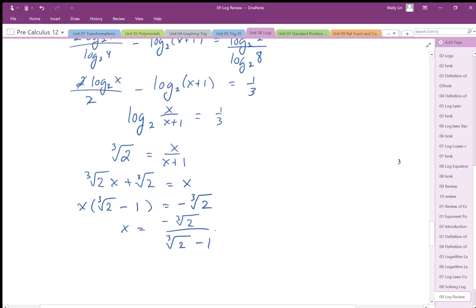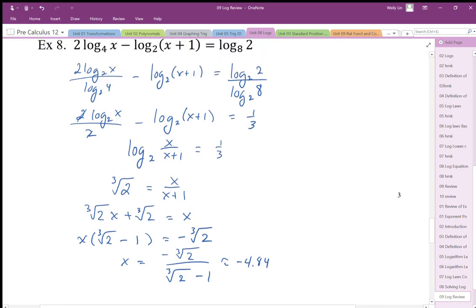Okay, this is a negative number. The cube root of 2, I'm just going to double check this, but I'm pretty sure the cube root of 2 is bigger than 1. So it's 1.26 approximately. So we're going to end up with, and I'll work out the decimal value for this, negative 4.84 approximately.